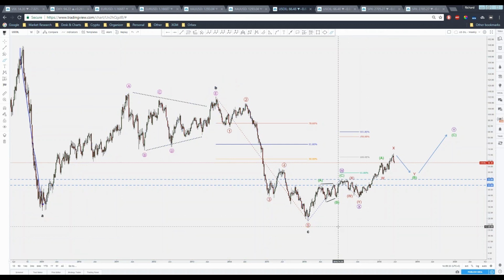Now, the way it went up in a corrective piece tells me that the structure is complex. A, B right here in a complex running flat, then C, limited C, thus W. W, X, Y, X, and then A. And you guys know my view. I'm actually seeing a possible contraction in crude oil, something like this, before it even goes up, right?